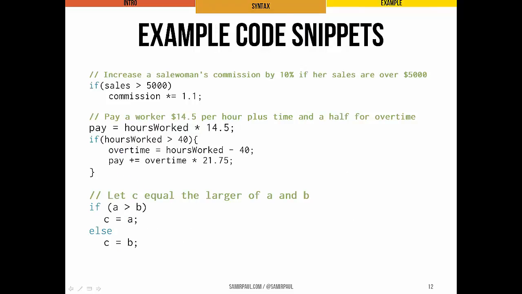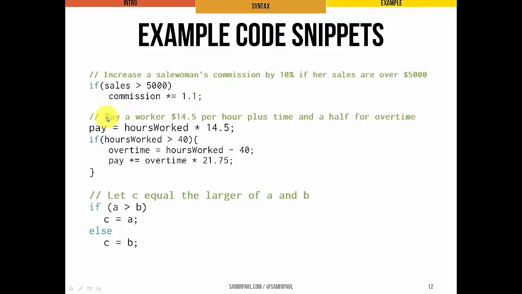Let's take a look at some example code snippets. Here, we want to increase a saleswoman's commission by 10% if her sales are over $5,000. So we're checking if the sales are over $5,000, then we'll increase the commission by 10% by multiplying by 1.1. Okay, here you can see no curly braces, but there's only one statement, so there's no confusion.